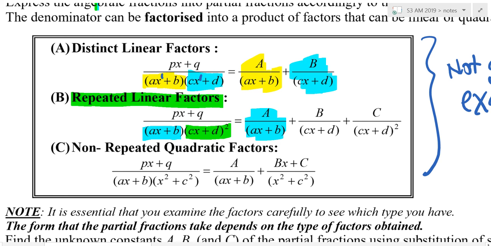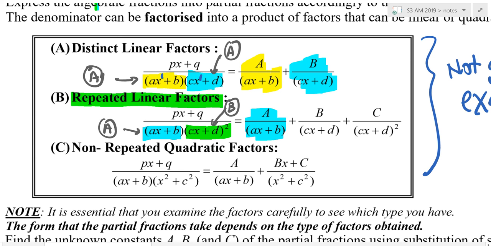So this is case A. This is case B. Do you follow? Yep. So this is a mixture of case A and case B. Case A, nothing to say. It's just A over AX plus B. So this is linear. So maybe you want to use a pencil and write this is case A. This is case A. This is case A. This is case B. Do you follow?